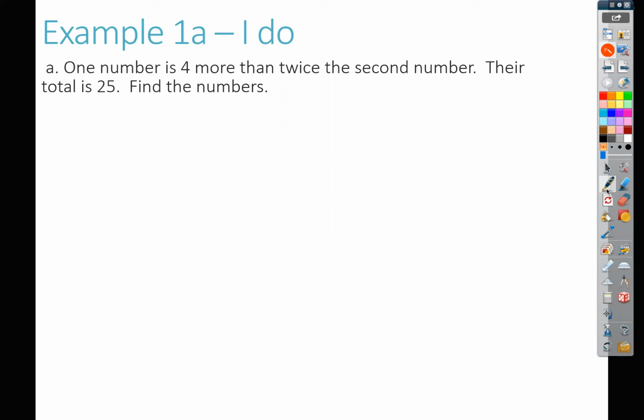So let's say one number is 4 more than twice the other number. Their total is 25. So we don't know what the first number is, but the second number is 4 more than twice that number. Their total is 25. So you're going to add those together and find those 25.